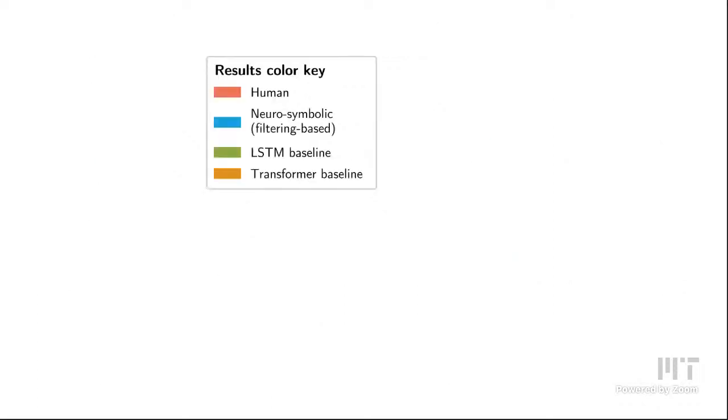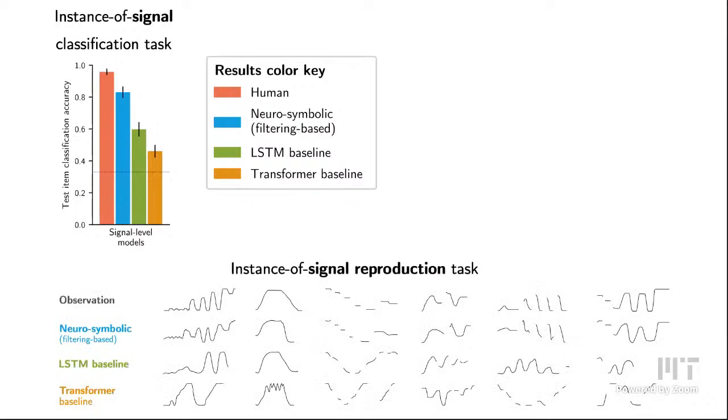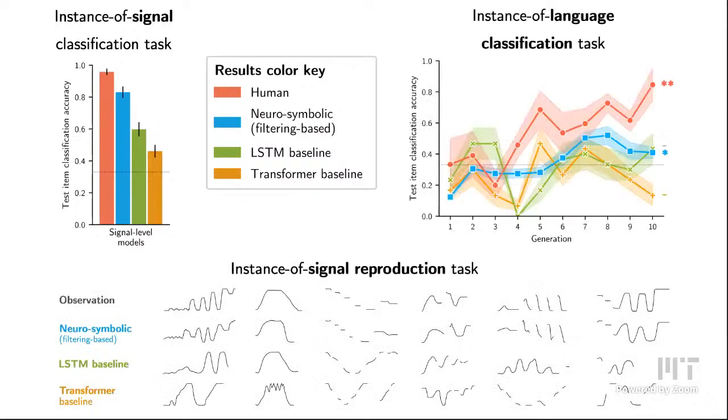Our results show that our neuro-symbolic model, which is color-coded in blue, outperforms the baselines in single signal classification and signal reproduction, and behaves more human-like in the language level classification task. Although this is early work, we believe that these findings highlight the combined advantages of neuro-symbolic inductive biases, especially in generalizing in domains where there's relatively little data available.